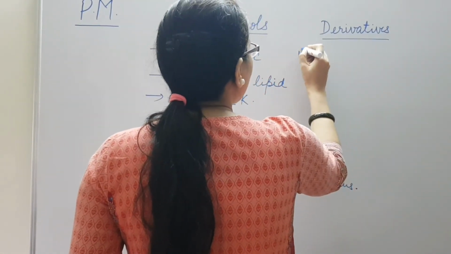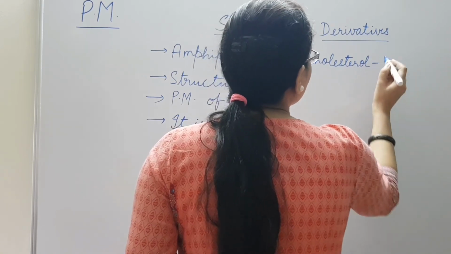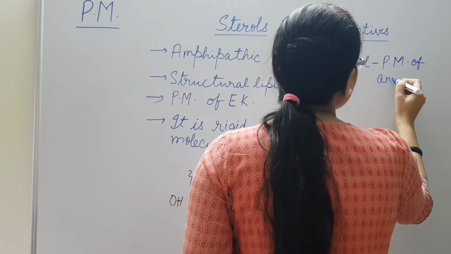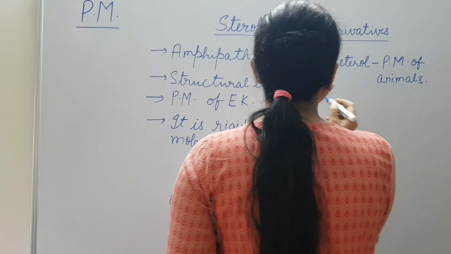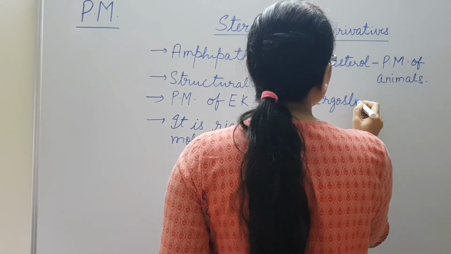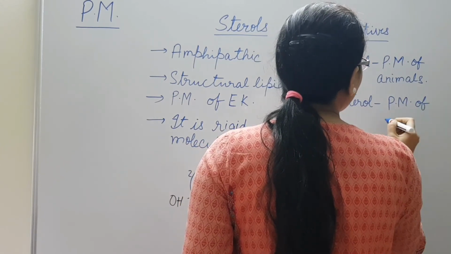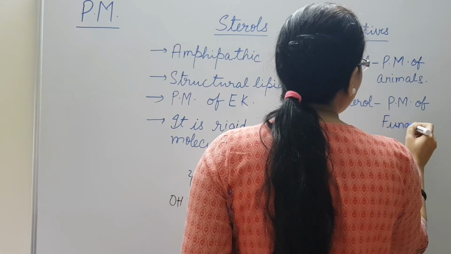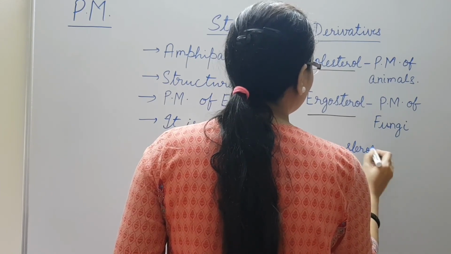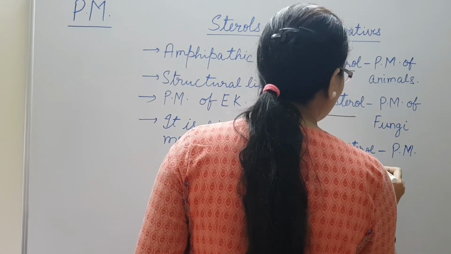Derivatives of sterols that are present in plasma membrane. First is cholesterol. This is present in the plasma membrane of animals. Second, ergosterol, in the plasma membrane of fungi. Stigmasterol, in the plasma membrane of plants.